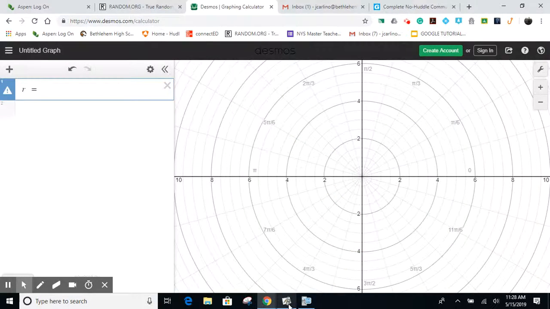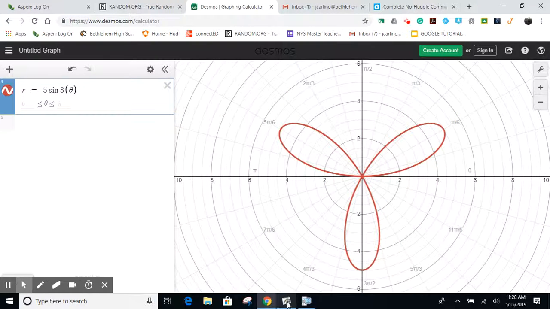Okay, I'll show you what it should look like right now. So 5 sine 3 theta. That's what it should look like at the end. Okay, hold on. Ready? You don't see anything yet. You don't see a pattern. Watch. That's 3. I'm going to change this to 5 now. Another odd number. All right, I'm going to change it to another odd number.